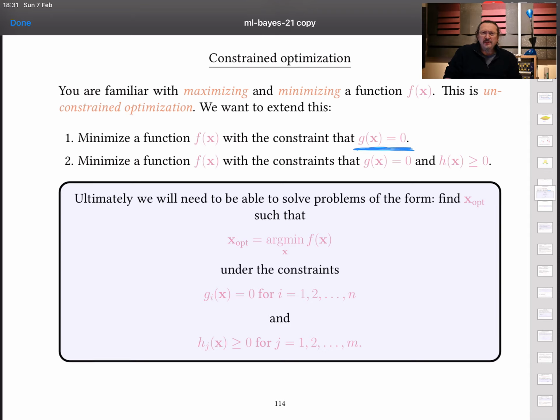But what you probably won't have seen is how to minimize a function f of x with respect to both equality and inequality constraints. So I think that's where things are going to be new for you. Ultimately, what we want to be able to do is solve problems of the form in the box here. I want to find the value of x, which I'll call x opt, that minimizes f of x. It's argmin over x of f of x.